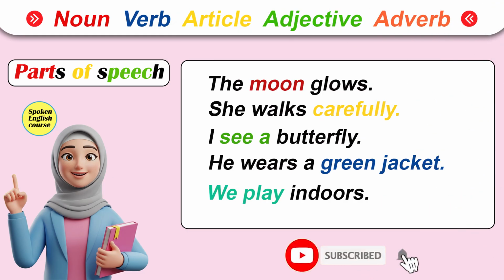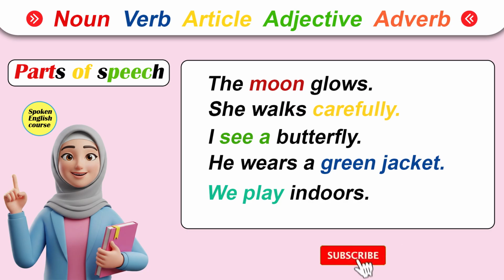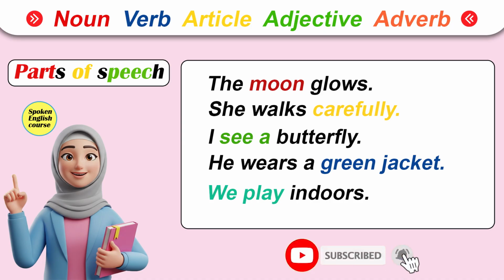The moon glows. She walks carefully. I see a butterfly. He wears a green jacket. We play indoors.